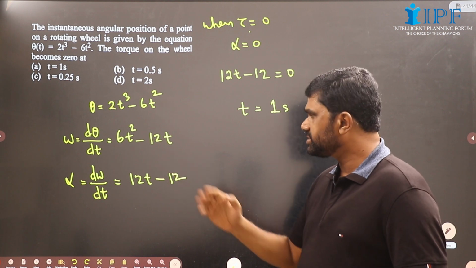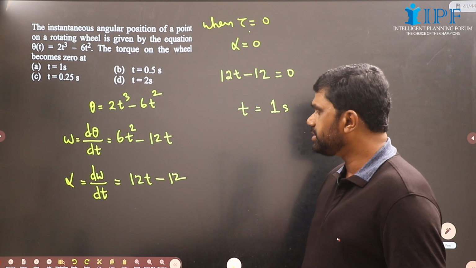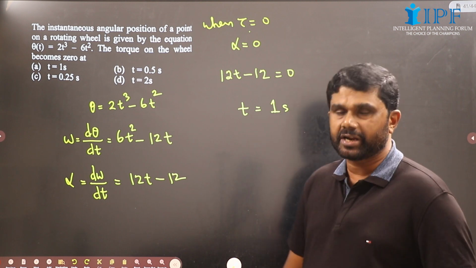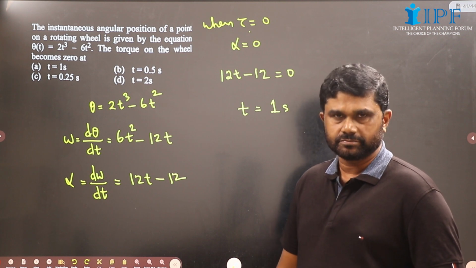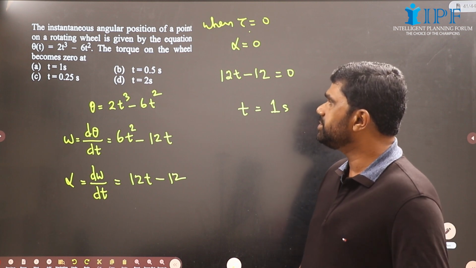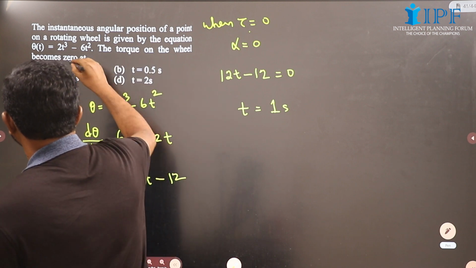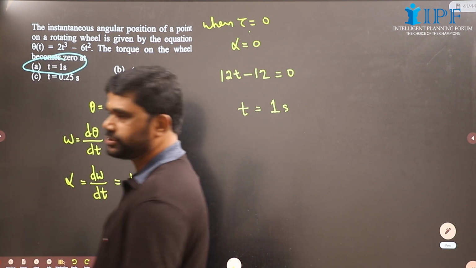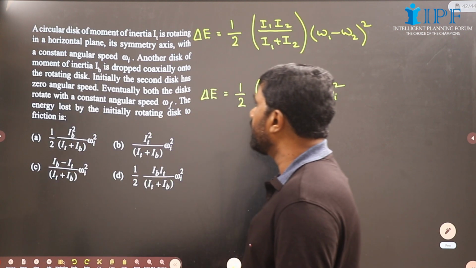And 12 is constant, the differential of t will be 1. So 12t minus 12, that is the angular acceleration. It will become 0 when t equals 1 second. So the torque will be 0 when t equals 1 second. So this must be the correct option, t equal to 1 second. Now let's see what we have next.